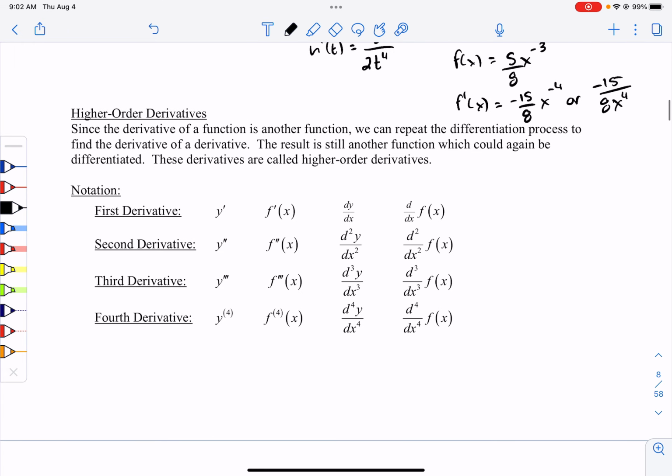All right, higher order derivatives. So when you take a derivative, you get another function.